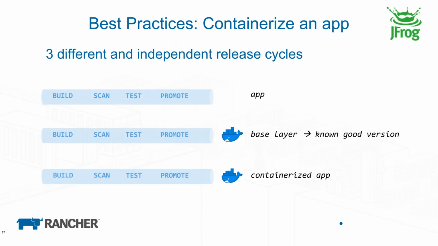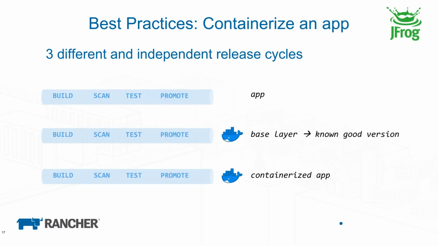You don't have any question when the final container, which is the final pipeline, combines the base layer and the app and ships your containerized app. And you never want to have a question when that containerized app fails test. You always want to know, where did the failure come from? Did it come from the base layer? Did it come from the app? Is it something specific to the new combination of the two?